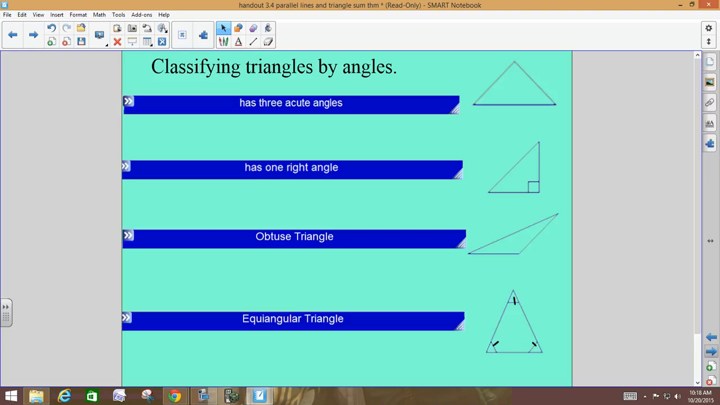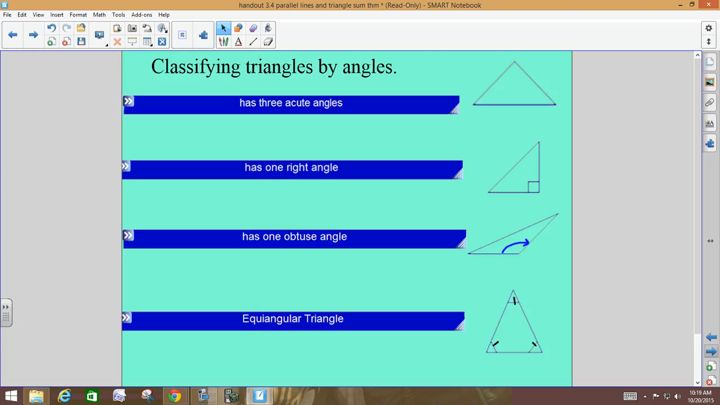The next one we have then is an obtuse triangle. Obtuse triangles have 1 obtuse angle. This is my 1 obtuse angle. It's greater than 90, but less than 180. Can I have 2 obtuse angles in a triangle? No, because I can't have anything over 90 twice.